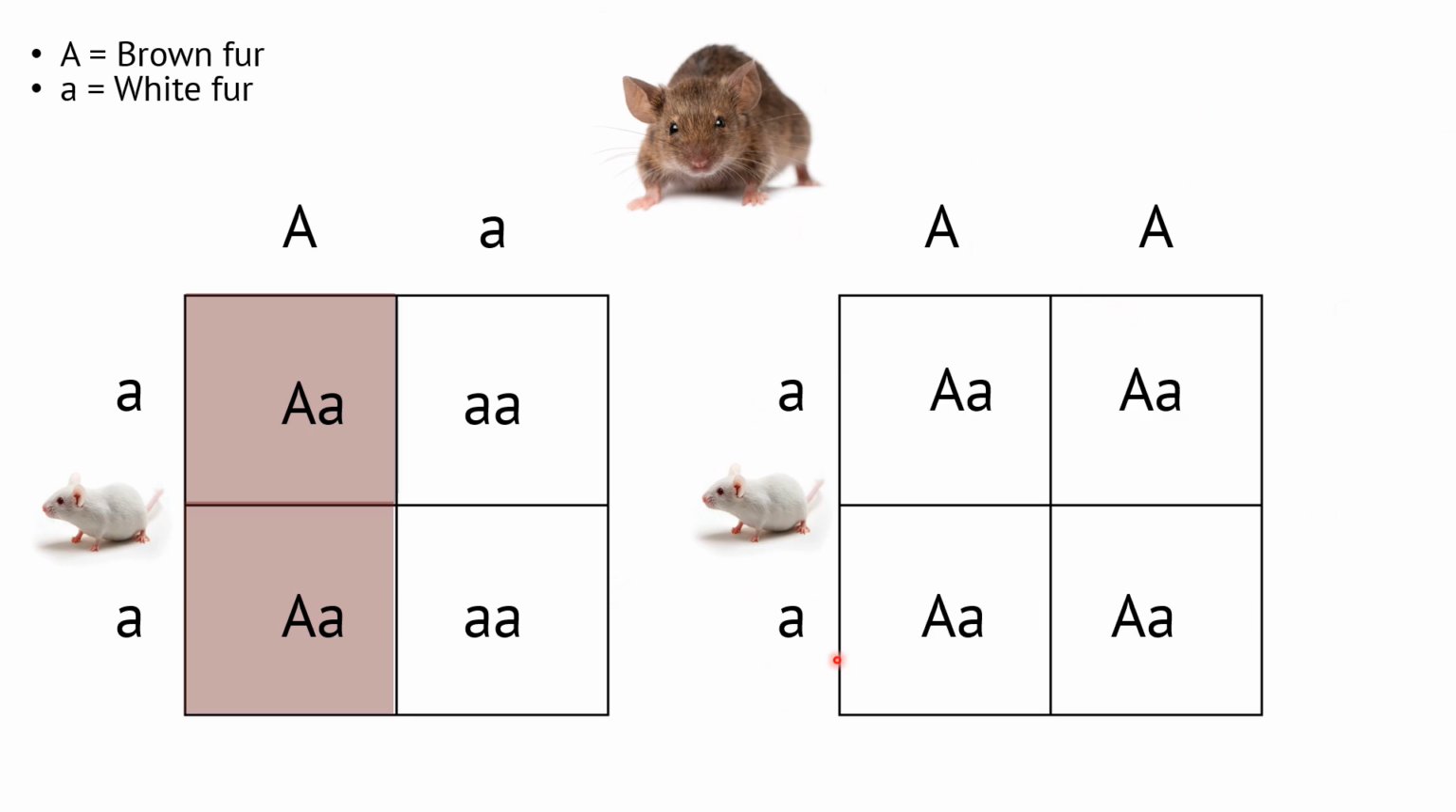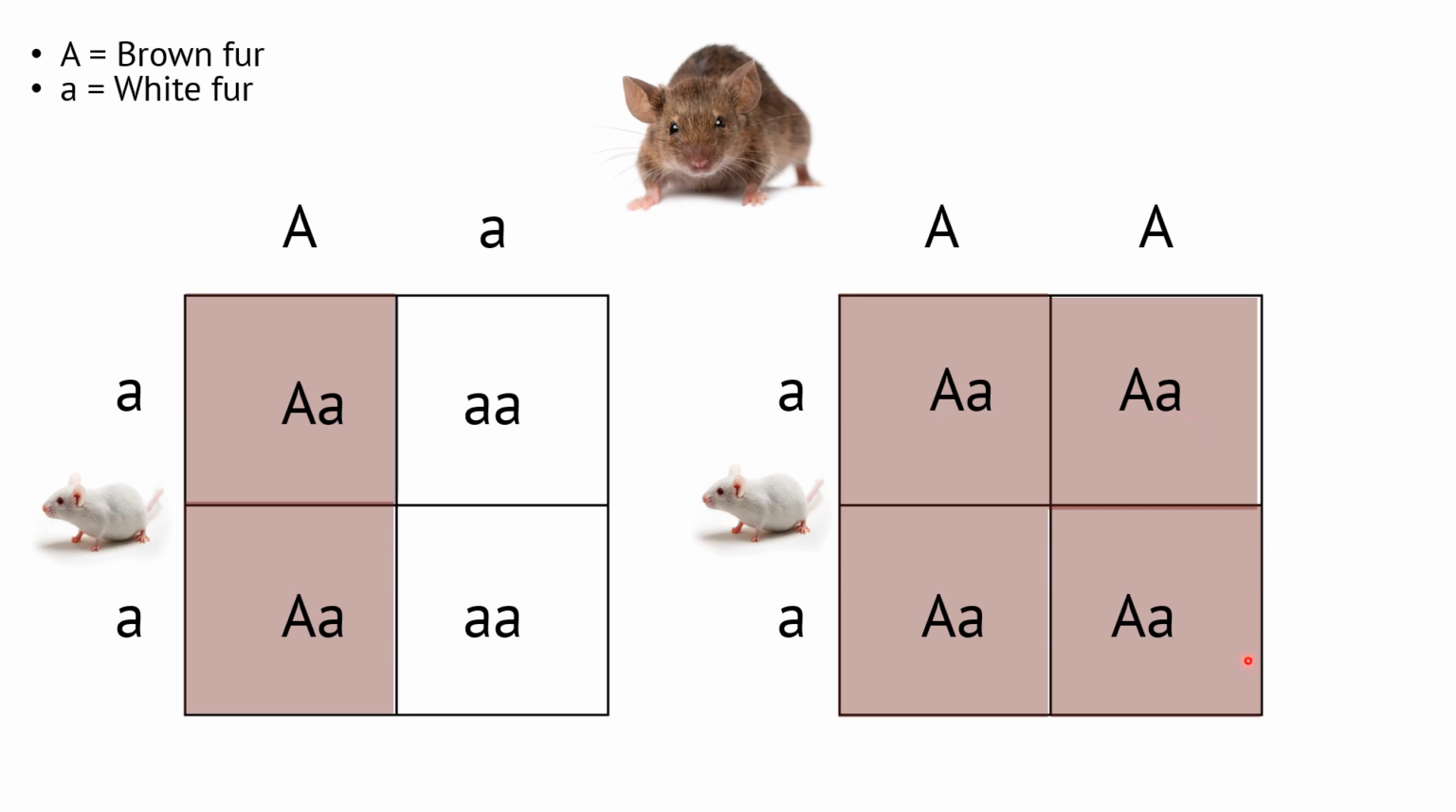However, if we cross the mouse and all the offspring have the dominant phenotype, so all the offspring are brown, we can assume that probably this brown mouse is homozygous dominant. That's because they don't have that recessive allele to pass on, therefore all offspring are going to be homozygous dominant.